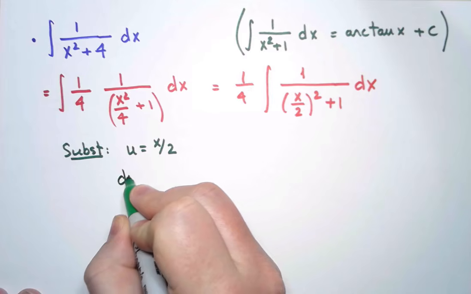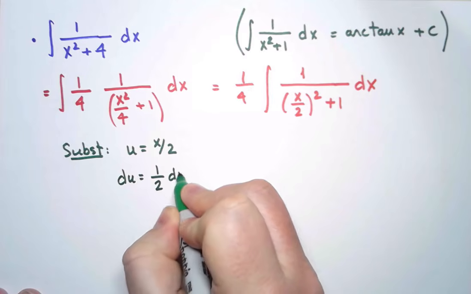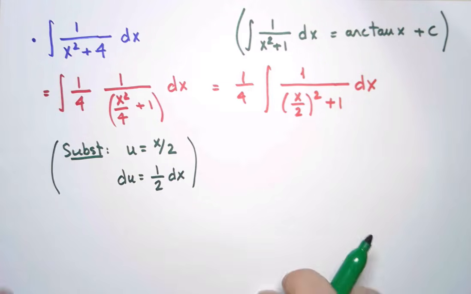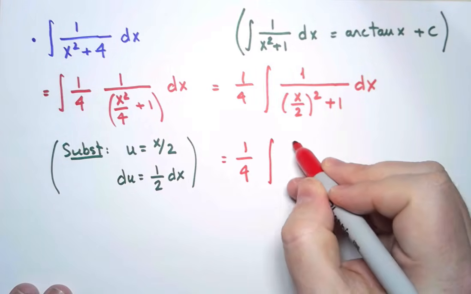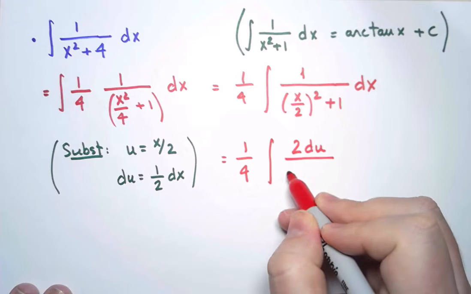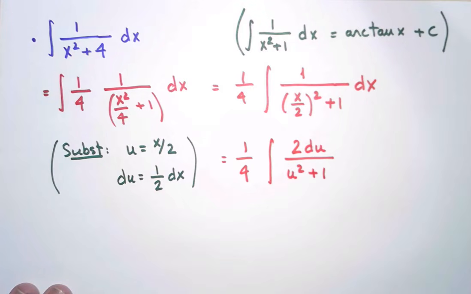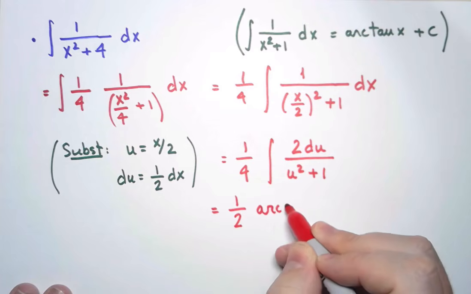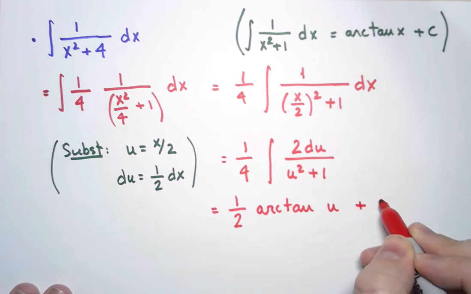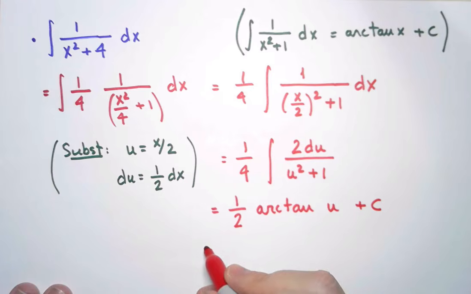If I try that, then du is going to be 1/2 of dx. And now let me perform the substitution. I'm going to have 1/4. dx is 2 du, and at the bottom I have u squared plus 1. And this comes out to be 1/2 of arctangent of u plus the integration constant, and finally undo the substitution.